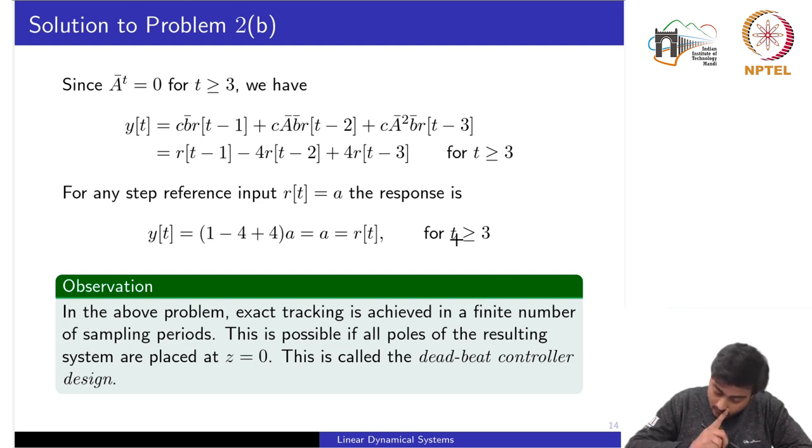Okay. So in the above problem, you would notice that the exact tracking is achieved in a finite number of sampling periods. And this was possible because all the poles of the resulting system are placed at z equal to 0. In the theory classes, we have discussed tracking a reference signal asymptotically when t tends to infinity. But here, the advantage we got by placing the eigenvalues at the origin is that we are now able to track the reference in only finite sample periods. And this design is also called the deadbeat controller design.